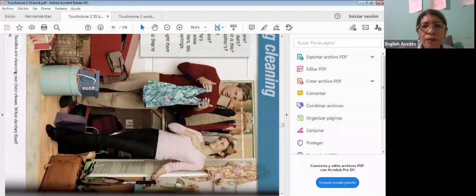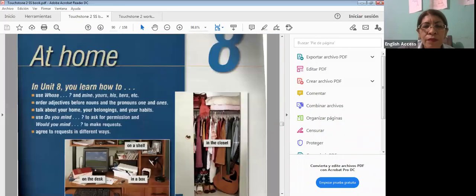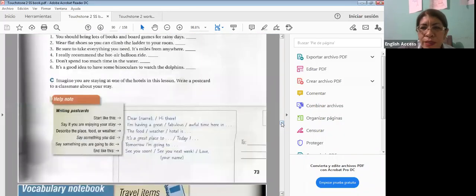See if I have here the student book. Okay, this is student book. This unit 8 in a second.